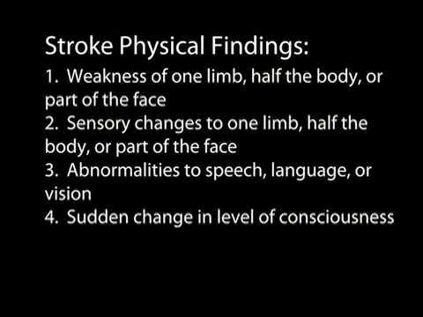Other key findings found with stroke. Other key physical findings found with stroke patients also include facial droops and discoordination, either with movements of their arms or legs, or problems with walking. Can sometimes be the first things that are recognized. Stroke physical findings include weakness or sensory changes in one limb, half the body, or part of the face, abnormalities in speech, language, or vision, and sudden change in levels of consciousness.